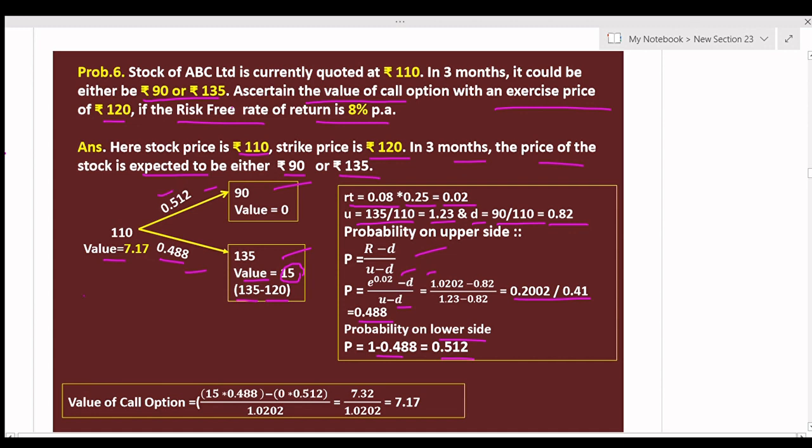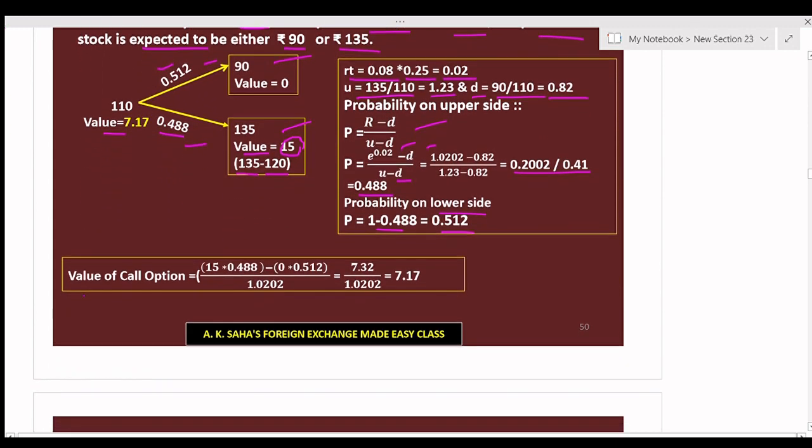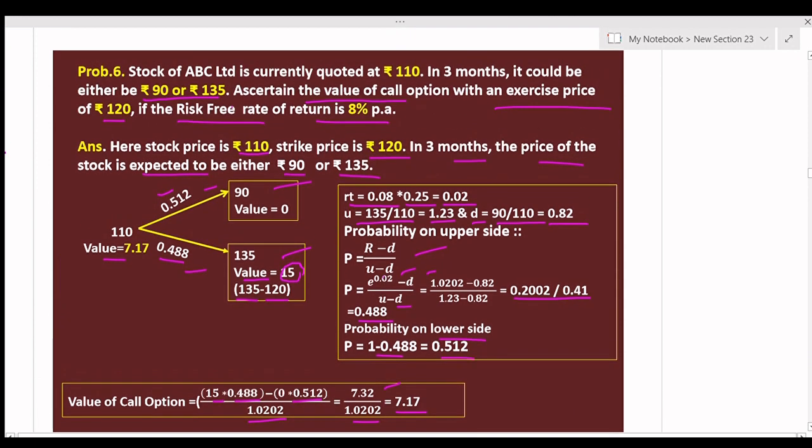Now the value of the call option will be 15, that is the call option at the end on the upper side, 15 into probability 0.488 plus 0 into 0.512, divided by e to the power 0.02, which is 1.0202. That is equal to 7.32 divided by 1.0202, which is equal to 7.17. So the answer will be 7.17.